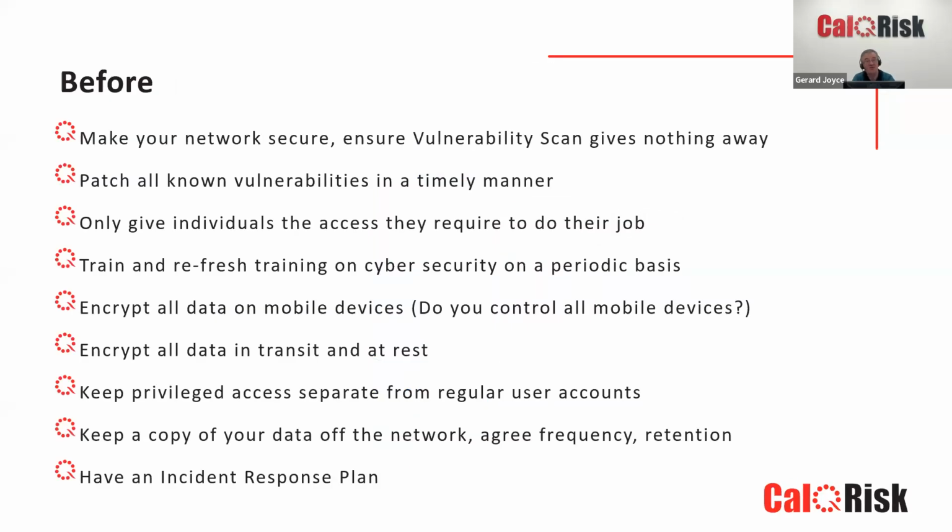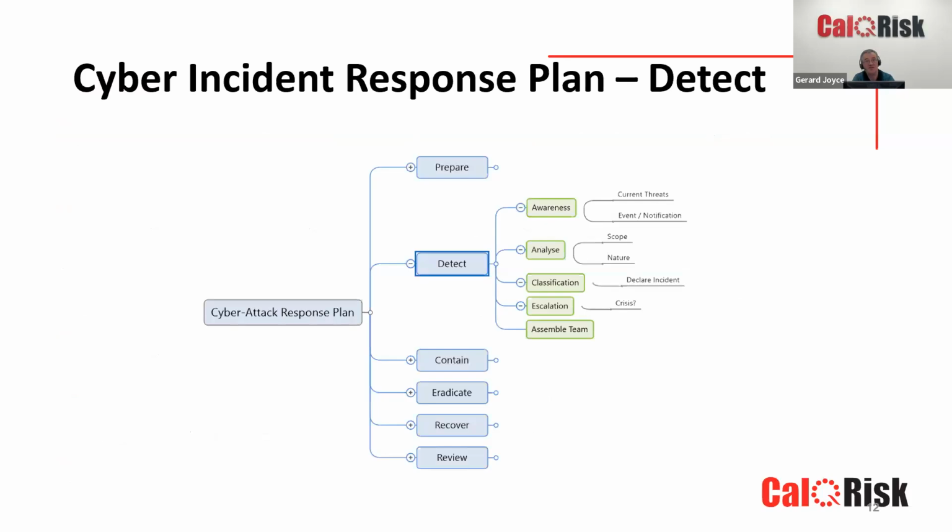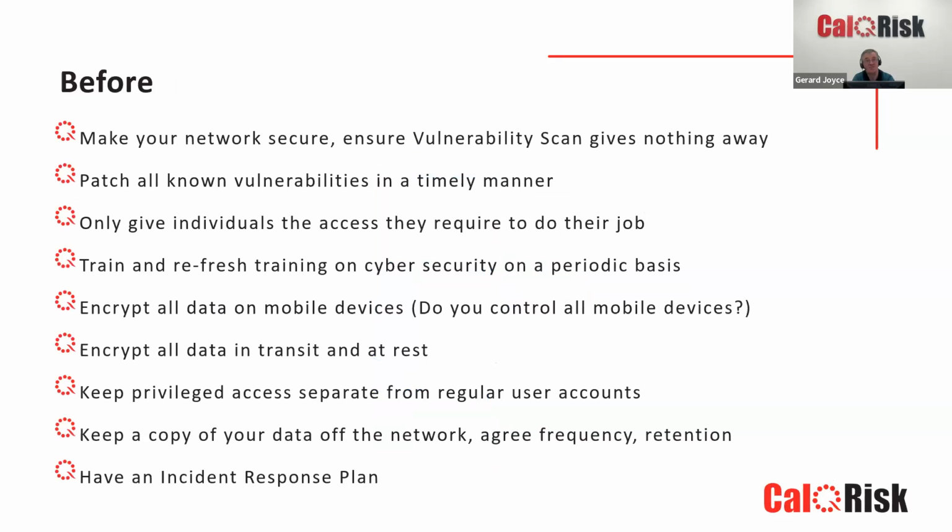Now, I know people like the mind maps, but I thought I would also capture some of the points I've made in bullet points. Some of these are repeats, on the things you can do beforehand. For example, that vulnerability scan that you've done, if it detects vulnerabilities, address them. If it sees doors open, close them, patch the vulnerabilities, only give people access to what they need, do the refresher training, encrypt all data on mobile devices. And again, you can do all of this beforehand.